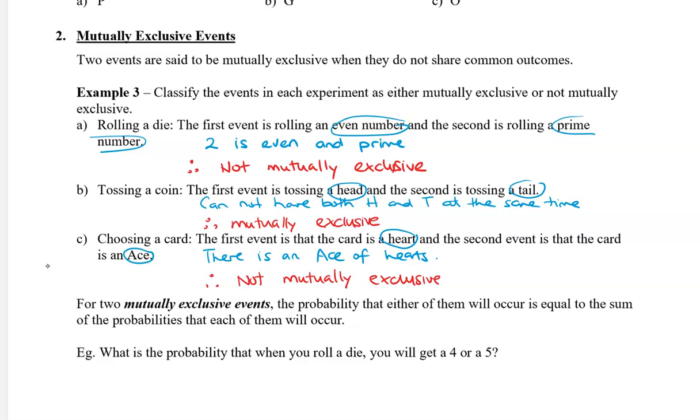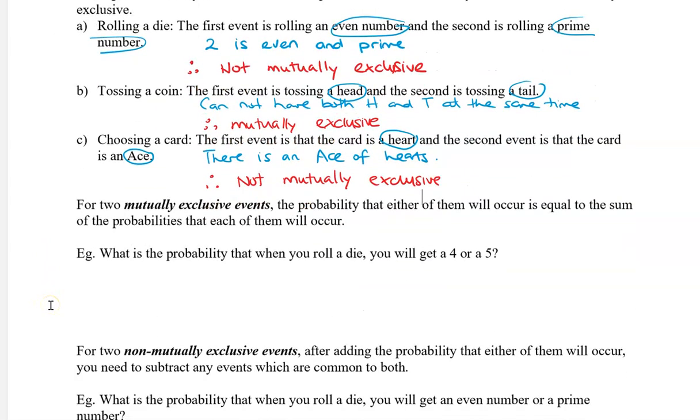Now, for two mutually exclusive events, the probability that either of them will occur is equal to the sum of the probabilities that each of them will occur. So that means we can add each of the probabilities together. So for example, what is the probability that when you roll a die, you will get a 4 or a 5? So we're going to write this out formally. So the probability of a 4 or the probability of 5 means that we can find the probability of 4 plus getting a probability of 5 when we roll a die.